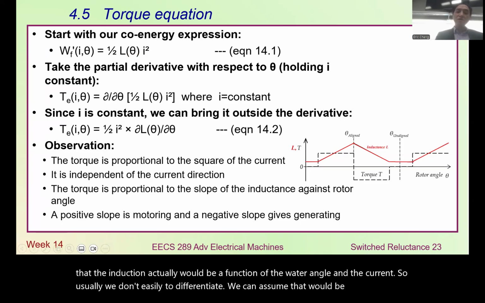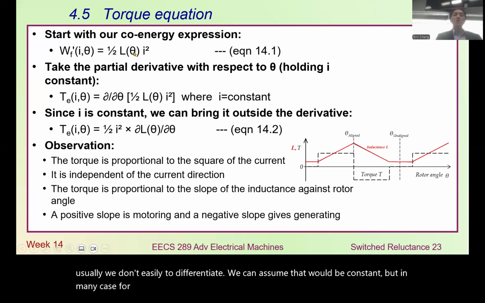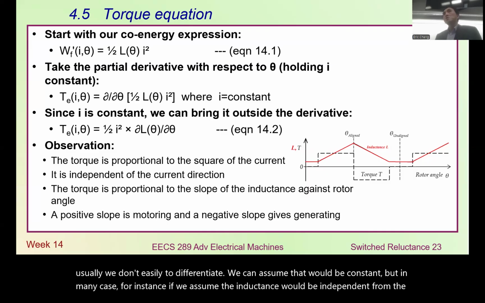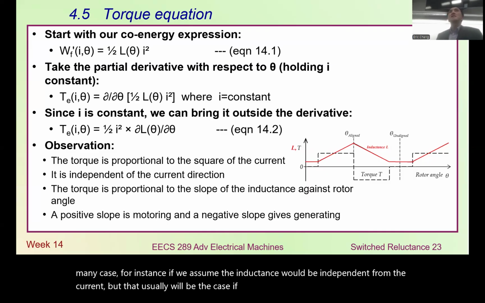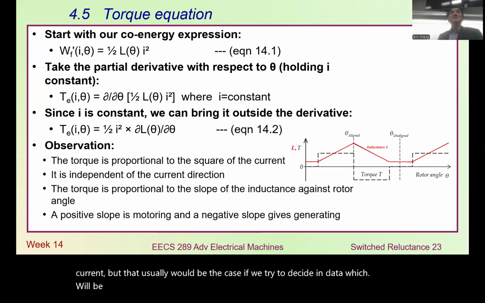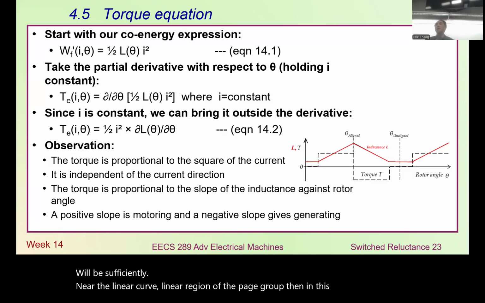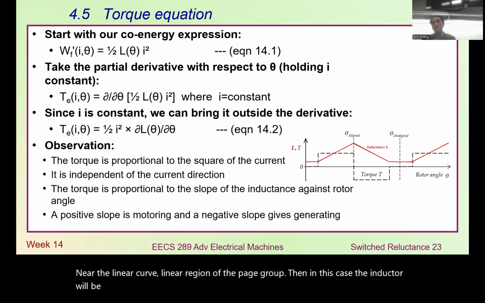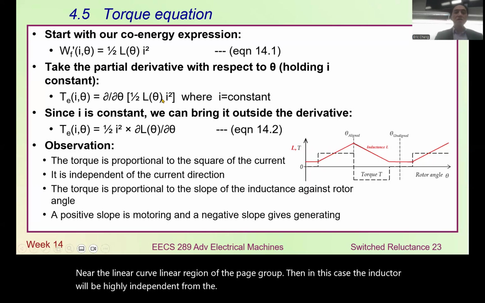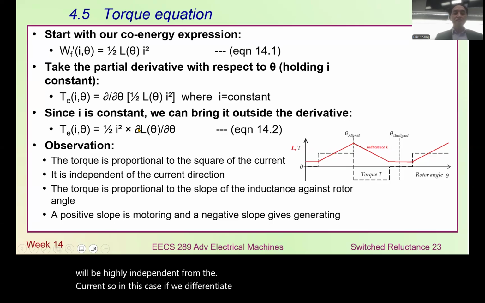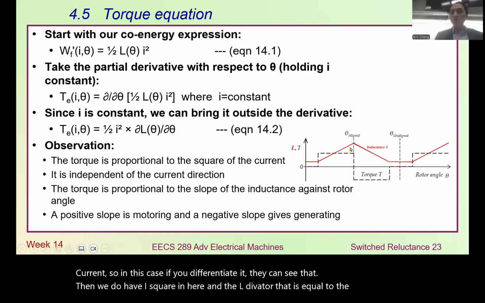But in many cases, for instance, if we assume the inductance will be independent of the current, that usually will be the case if we try to design an inductor which is sufficiently near the linear region of the BH loop. Then in this case, the inductance will be highly independent of the current. So if we differentiate it, we do have i squared in here and dL d theta. That is equal to the slope of the SR motor.